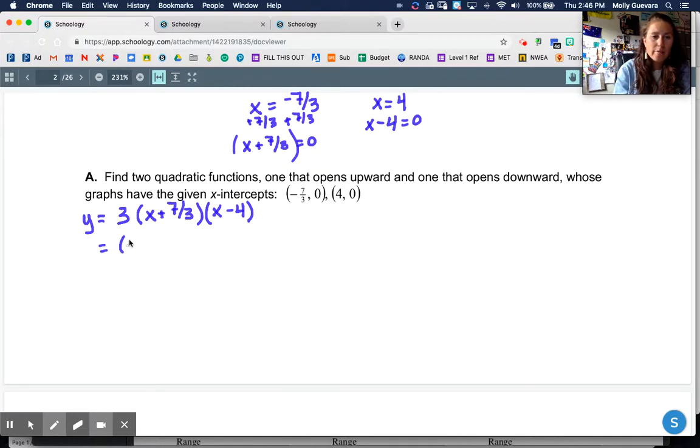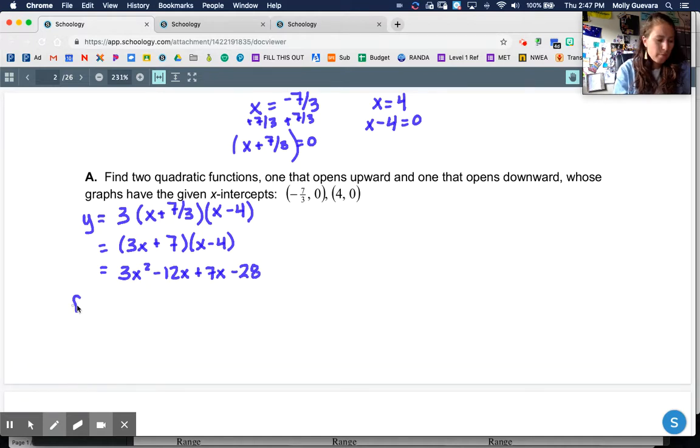So I have 3x plus, and then the 3 over 3 cancels, and I just get 7. And then I still have x minus 4. And so now all I have to do is distribute to find the equation. So 3x times x is 3x squared. 3x times negative 4 is negative 12x. 7 times x is 7x. And 7 times negative 4 is negative 28.